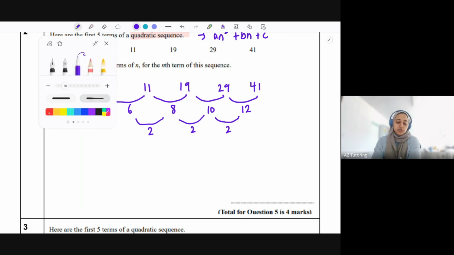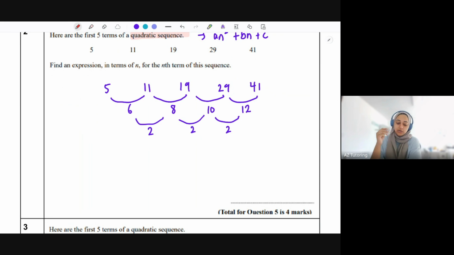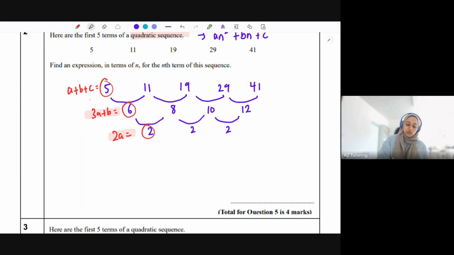Now there are 3 equations you need to remember. In the method that I'm going to tell you, the first equation you need to remember is that 2a equals the second difference. The next equation is 3a plus b equals the first of the first differences. And finally, a plus b plus c equals the first term. So for a quadratic sequence, these 3 equations will always work. So that's just something you need to memorize.